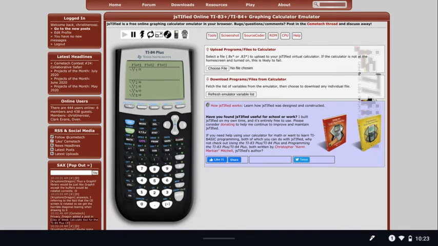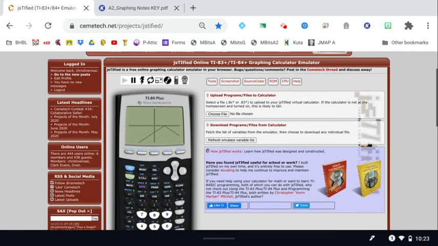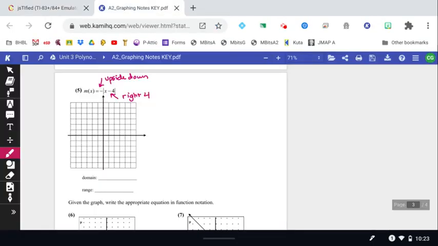All right, so negative. Now we can find this in a couple of ways. Second, catalog, abs, and we wanted x minus 4. All right, so we know that it moved 1, 2, 3, 4 units to the right, and this graph is upside down. So m of x equals negative absolute value of x minus 4.